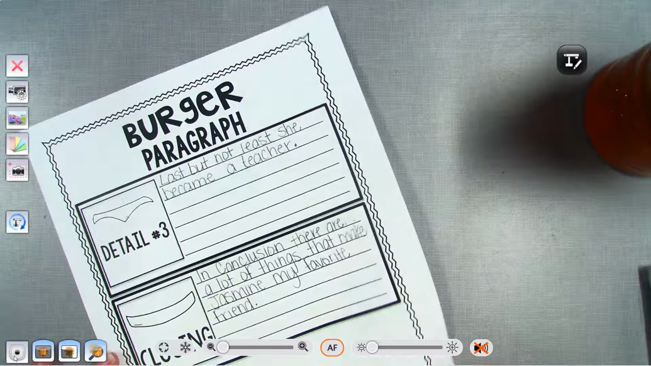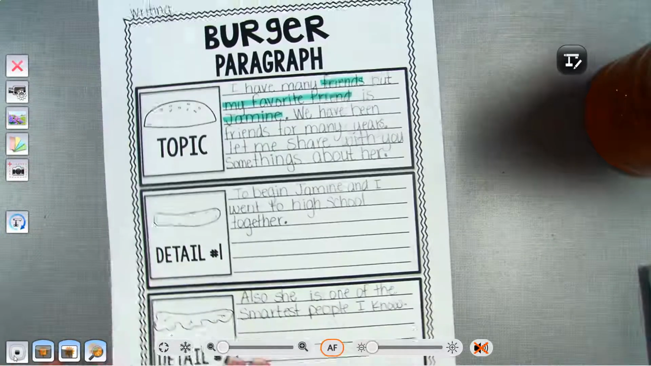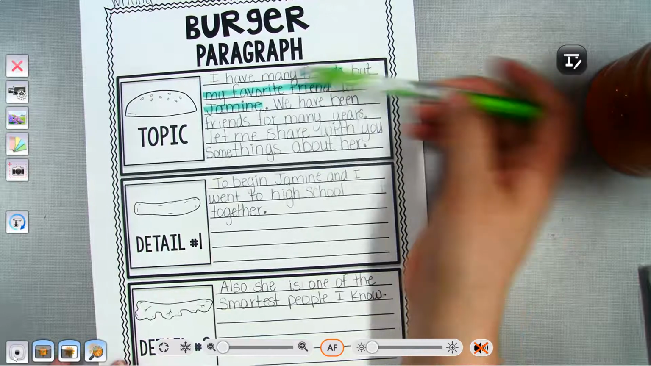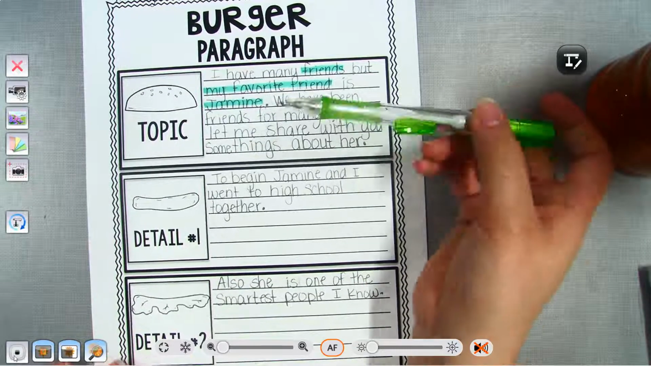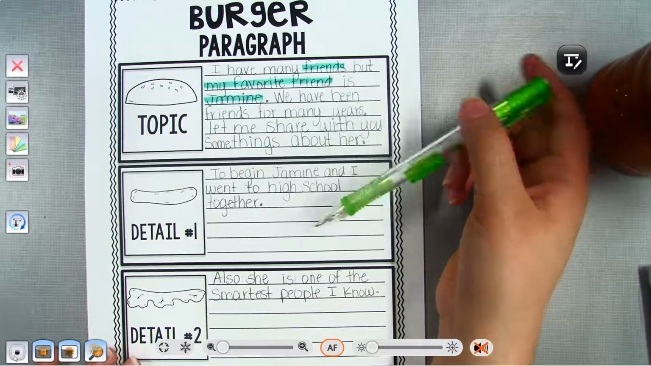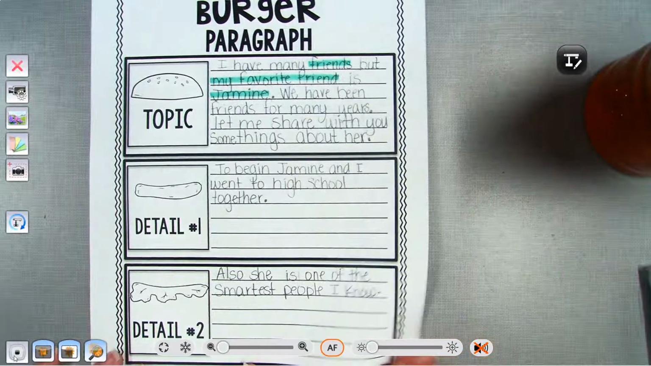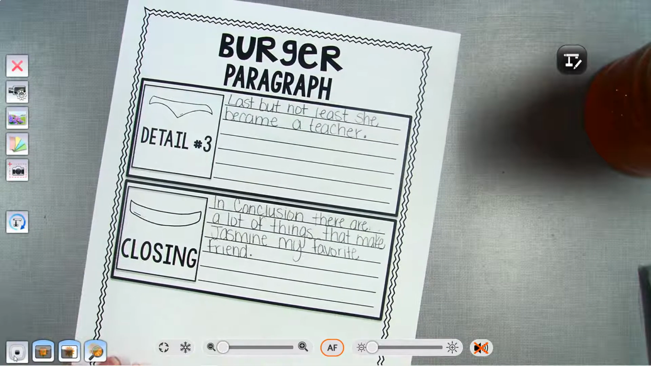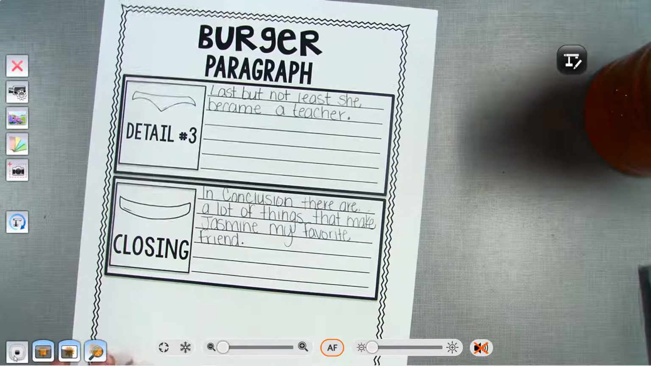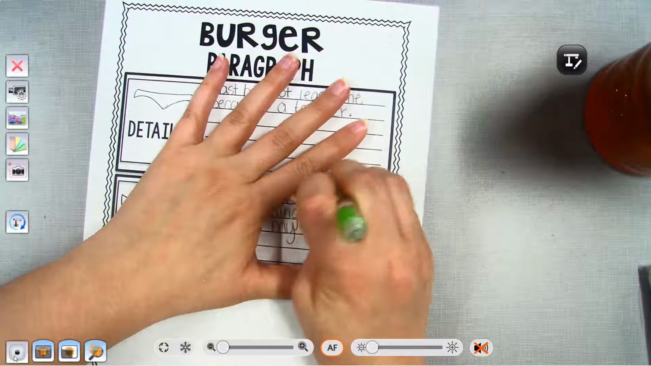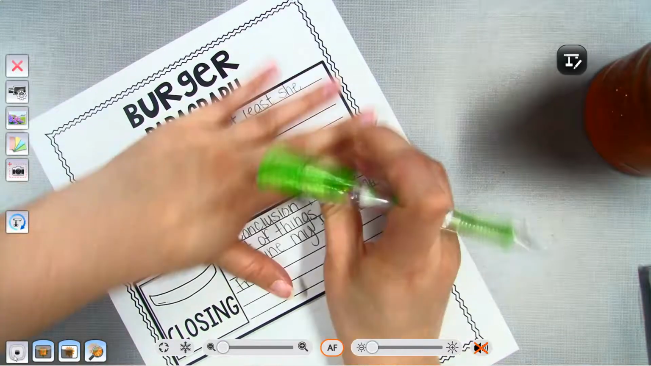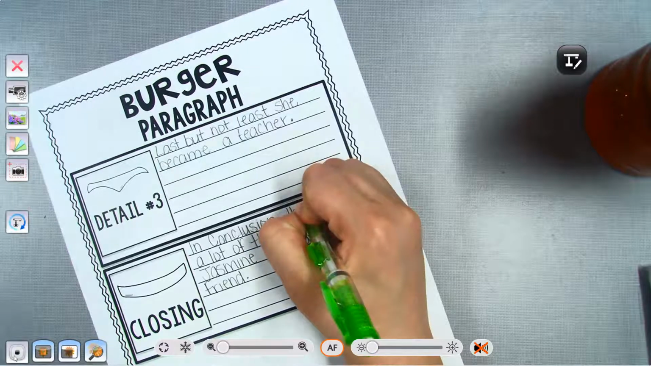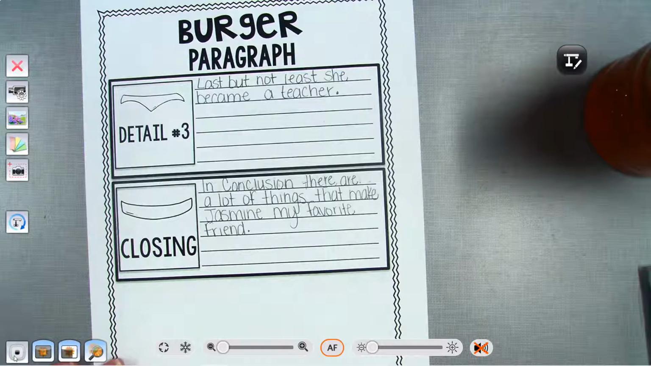Okay, so let's go back and read everything that we have. So my topic, I have many friends, but my favorite friend is Jasmine. We have been friends for many years. Let me share with you some things about her. To begin, Jasmine and I went to high school together. Also, she is one of the smartest people I know. Last but not least, she became a teacher. In conclusion, there are a lot of things. Oh, in conclusion, I had that right. There are a lot of things that make Jasmine my favorite friend.